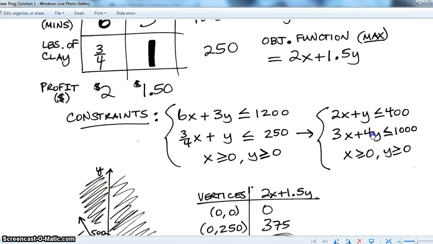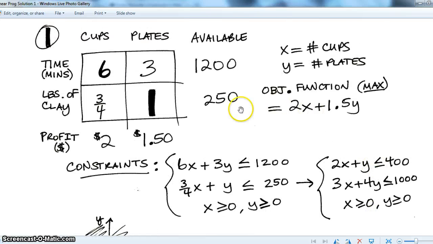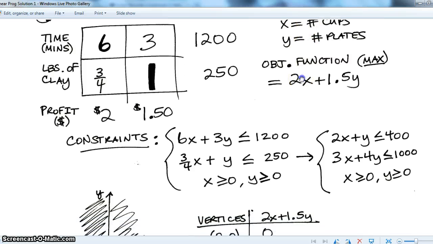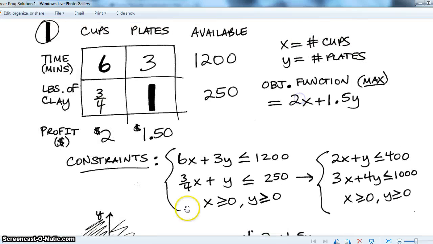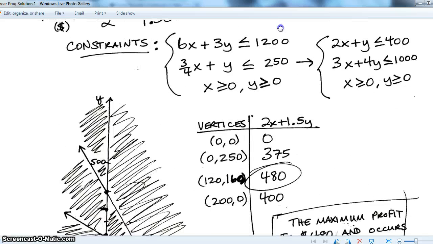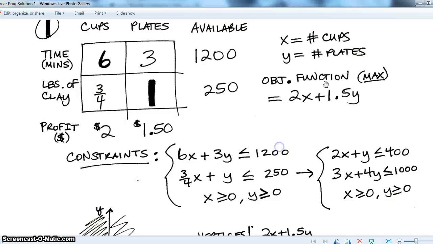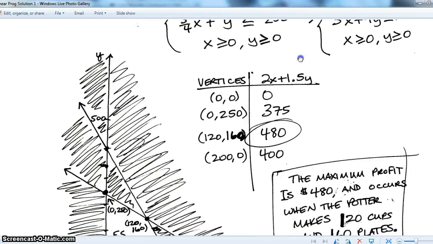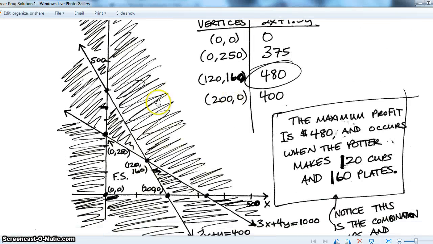On the exam Wednesday, I'll either have you do about half of the problem, so setting it up: you're given the word problem, and you'd have to get to, say, this part right here with the variables, objective function, and constraints. Or I'd give you the linear programming problem here and ask you to figure out where the maximum or minimum occurs.